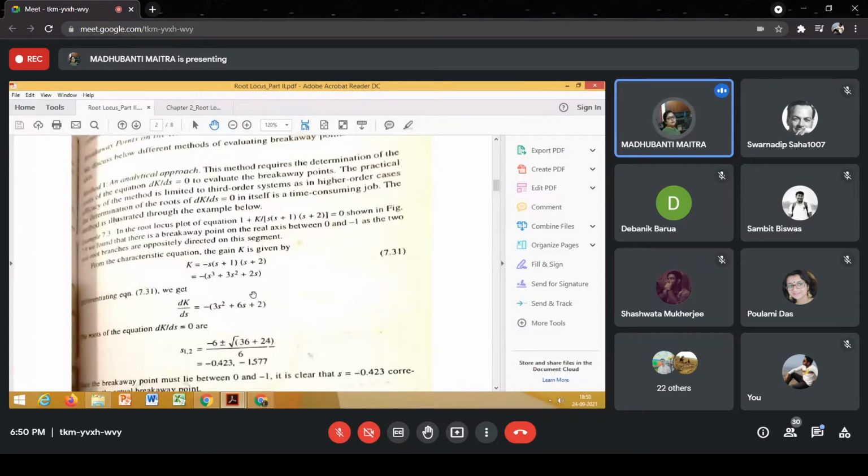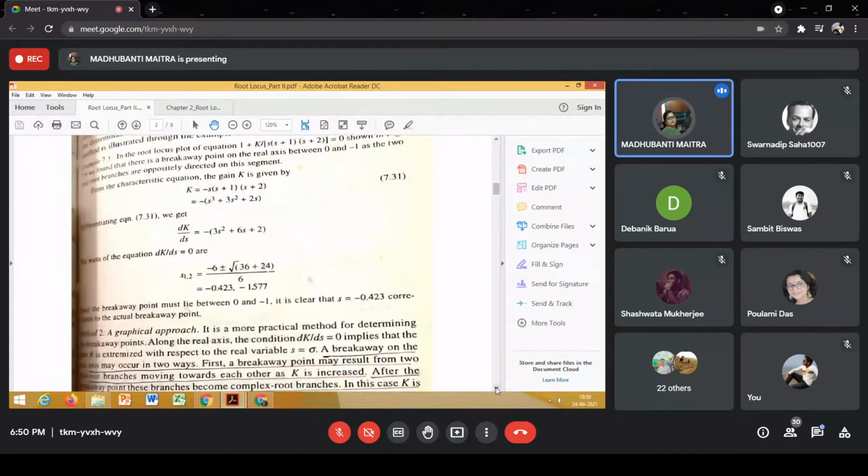So let's take that particular example. So k is equal to, as you can see, minus s into s plus 1 into s plus 2. From that we have obtained this equation, and after that we have taken the first derivative of k with respect to s. This is a third order equation, so we'll get a second order one. It's given by 3s square plus 6s plus 2 equal to 0, right? If we solve that equation, we'll get two roots of dk/ds equal to 0. It's your assignment, please check the values. I'm not sure whether the values are correct or not.